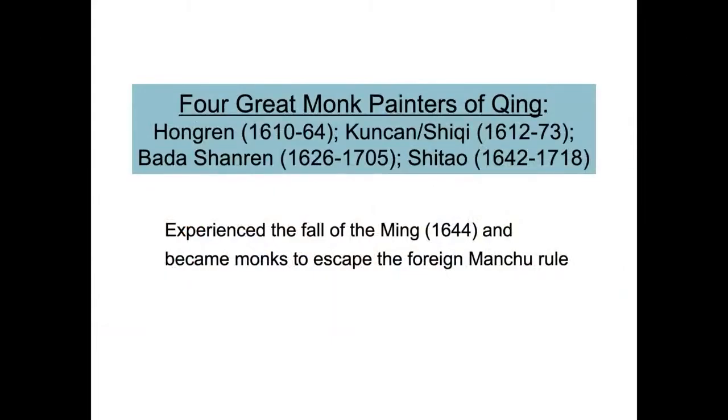So finally, in the Qing dynasty, you have four great masters, but they all became monks. So you sometimes say great monk masters or four great eccentric painters of Qing. And all four of them, again, are not closely related to each other, but they all share the common sentiment.